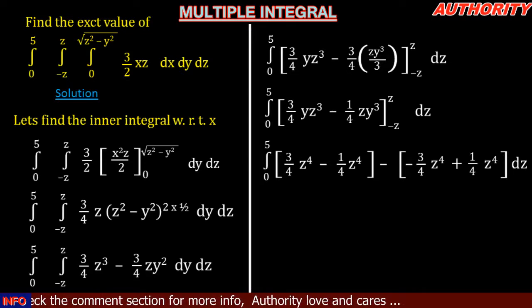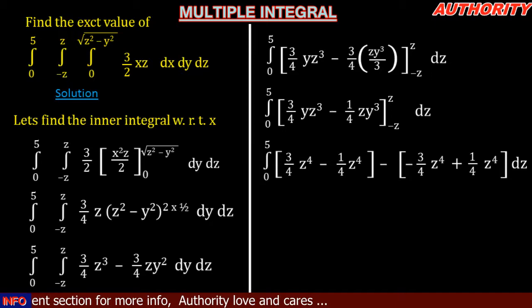Now we're going to have 3 all over 4. In place of y, we replace it with minus z times z cube. Now when we multiply this, it's going to give us minus 3 all over 4 z raised to the power 4. Okay, good. And then we have minus 1 all over 4 z. In place of y cube, we replace it with minus z. Here we're going to have minus z raised to the power 3 times z times 1 all over 4. It's going to give us plus 1 all over 4 z raised to the power 4. Okay, so here we have dz. All right, good.